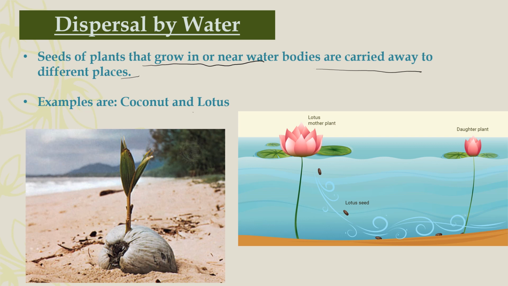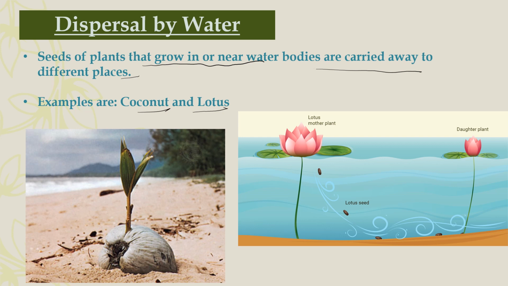Examples are coconut and lotus. Coconut trees, as you know, are grown near water bodies, near the sea or the oceans, and water transports or scatters their seeds from one shore to another, from one place to another, and that's why they are grown all around the water bodies.